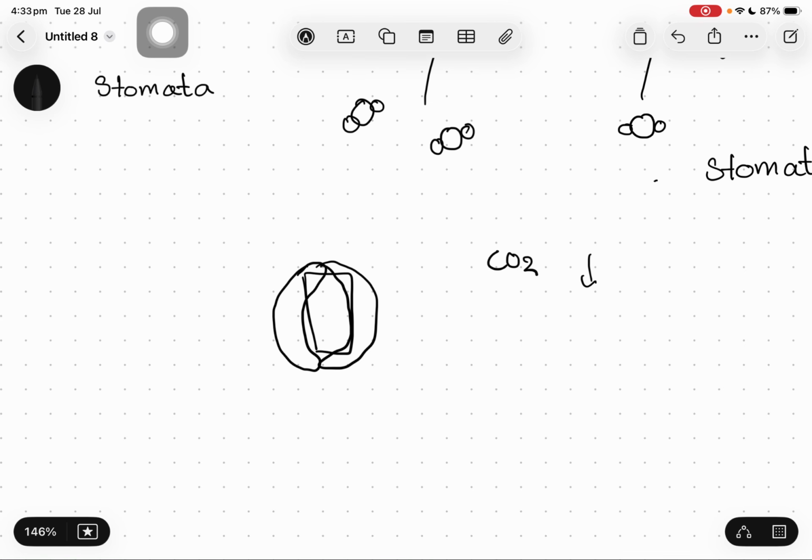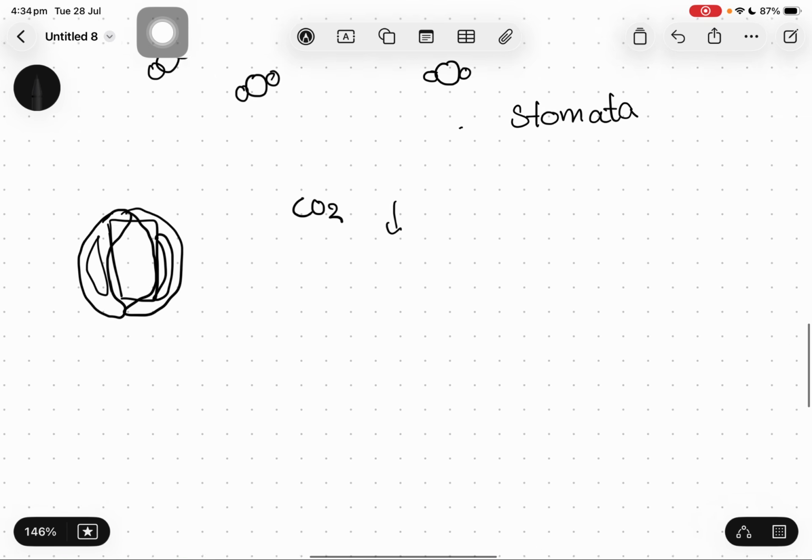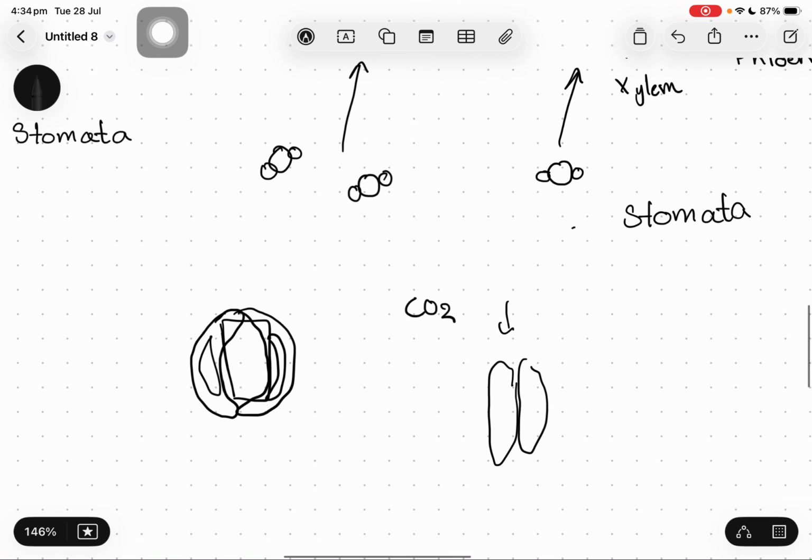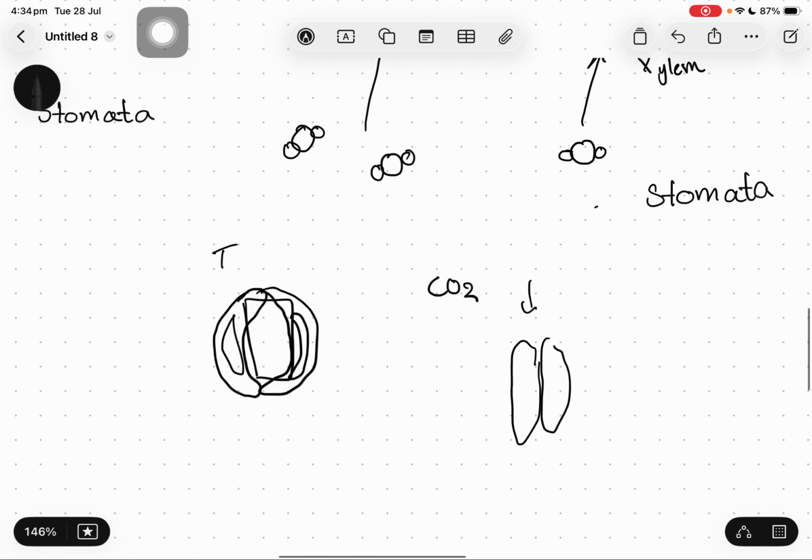But there's no need to worry, because if they have a lot of water, they become turgid, they're filled with water, because the plant has a lot of water, so they bend upwards to allow carbon dioxide to come in. But when they're short on water, they are flaccid, this is when they're turgid, filled with water, and this is when they're flaccid.